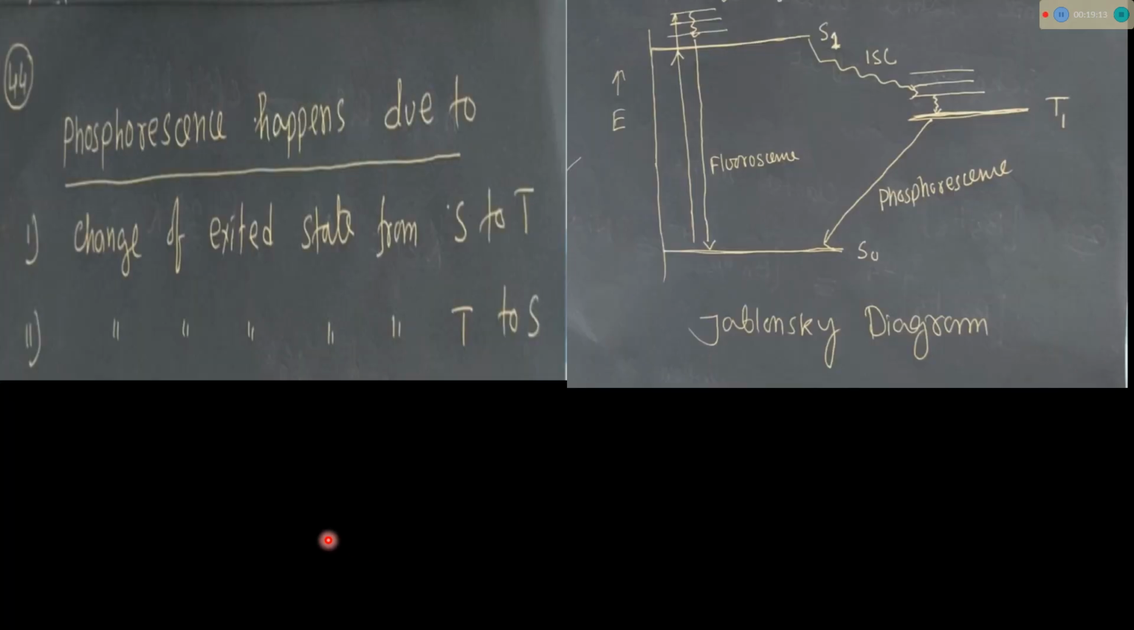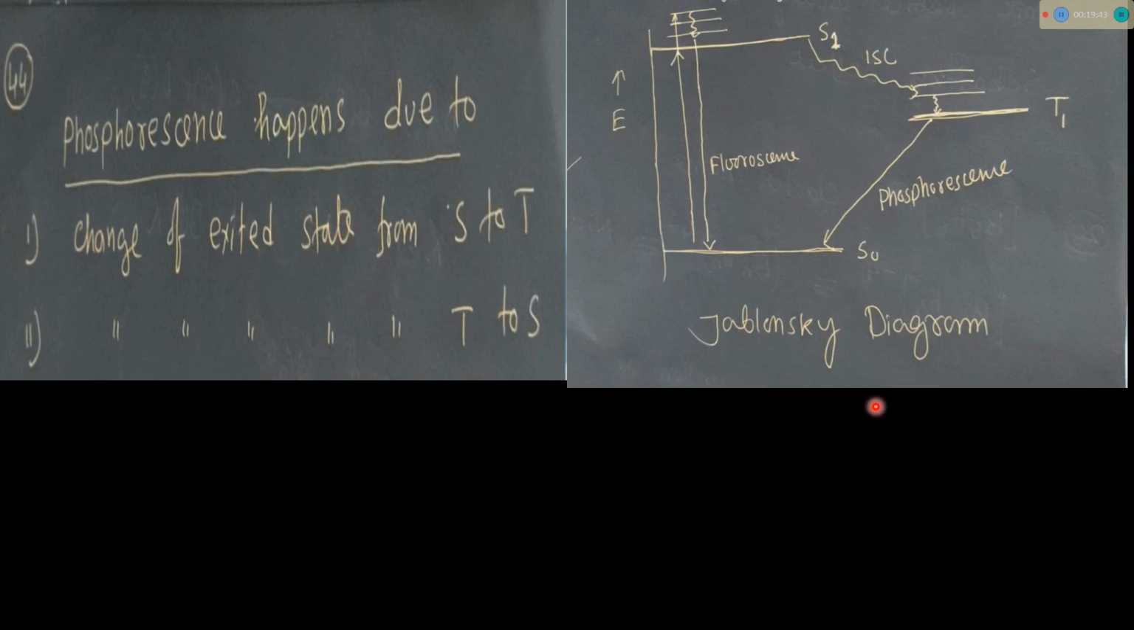The question was on phosphorescence, and just 4 statements were there: that phosphorescence happens due to change of excited state from singlet to triplet, or change of excited state from triplet to singlet. So there are 4 options, but as much as I can remember, 90% of the question was like that: the phosphorescence happens due to change of excited state.